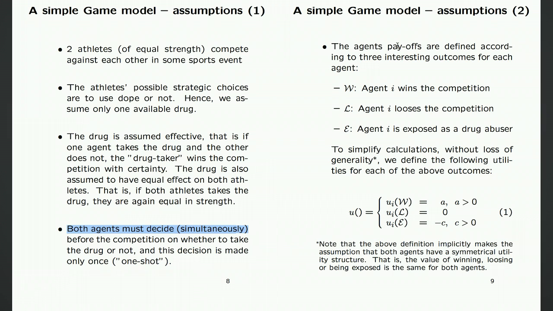Okay, some further assumptions here on the utility structure. We assume here that there is a certain A here, which is the prize. That is what we earn or get utility-wise by winning the competition. And there is a losing utility option of 0. And there is a positive C here, so we subtract some kind of effect if we get caught. Okay. So this W is that the agent wins the competition, the L is that the agent loses the competition, this epsilon is the rare occasion that an athlete is exposed as a drug abuser.